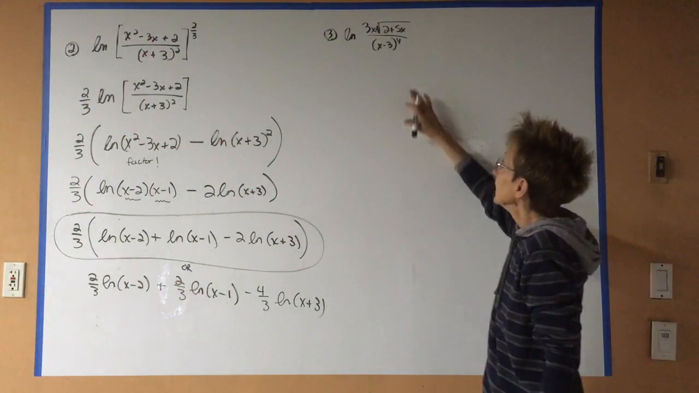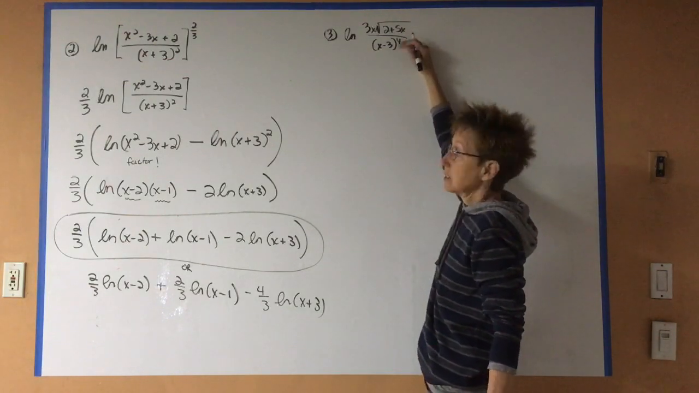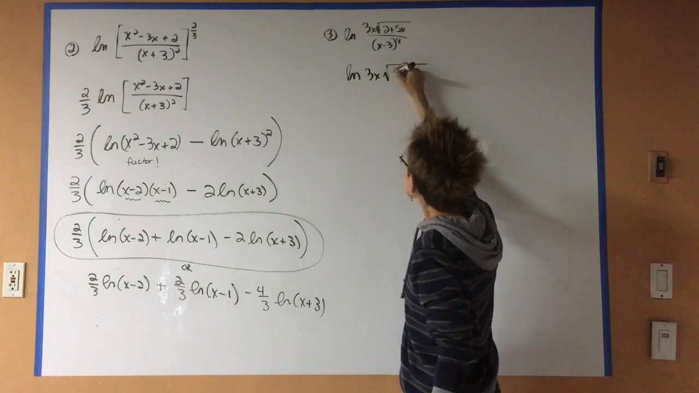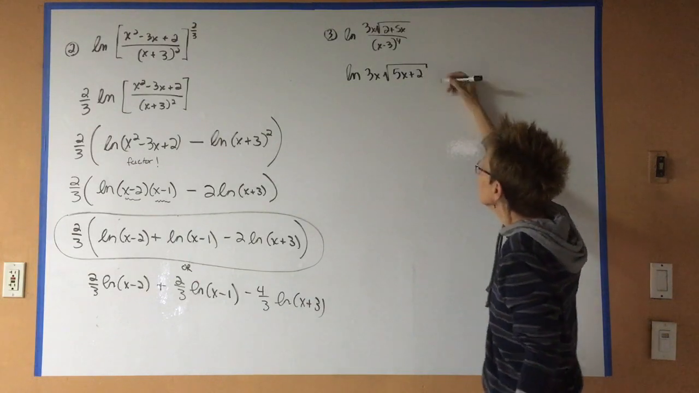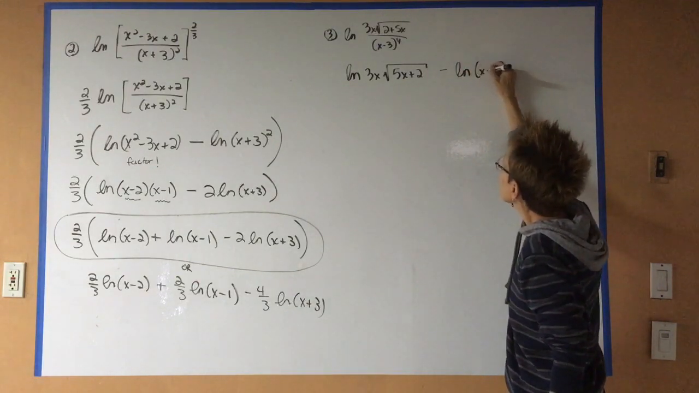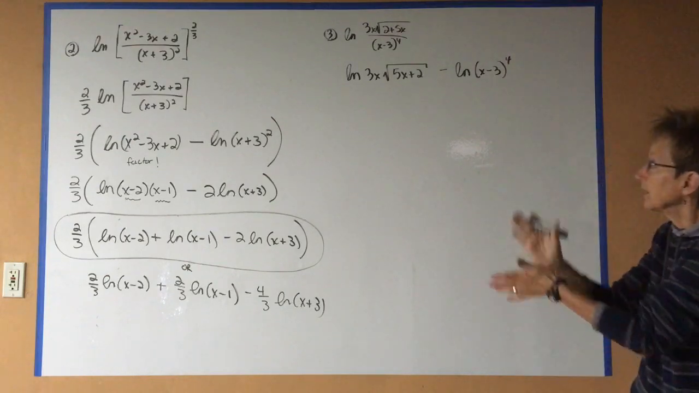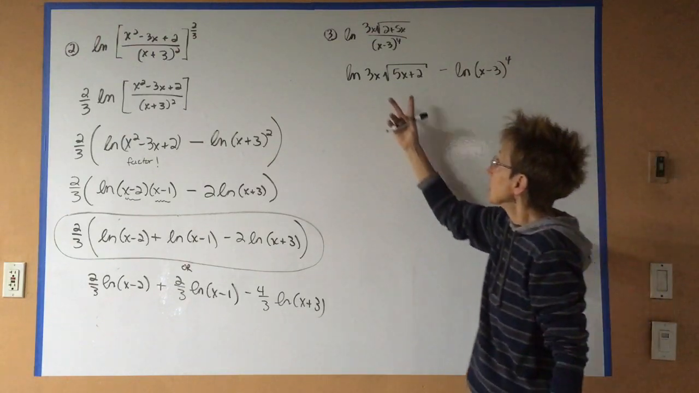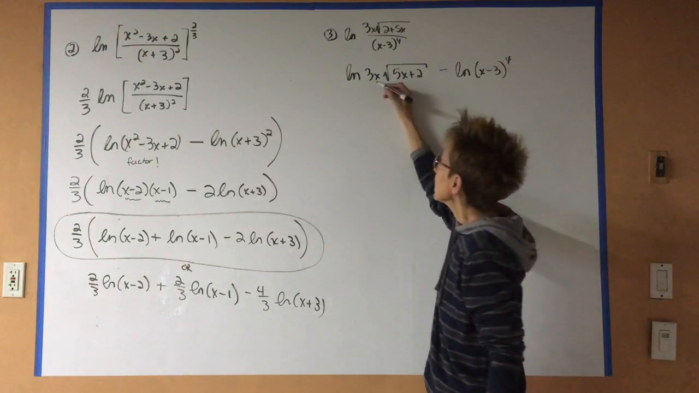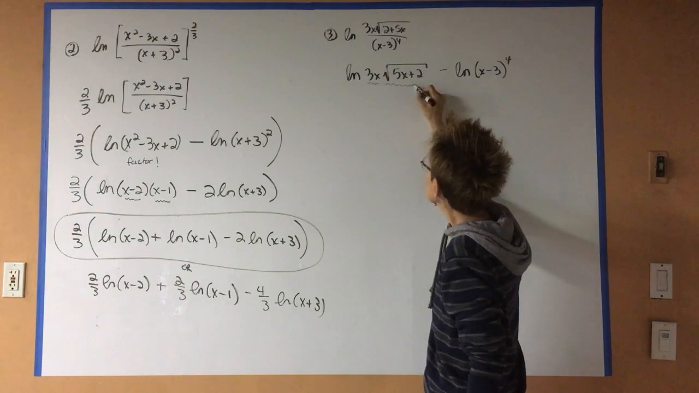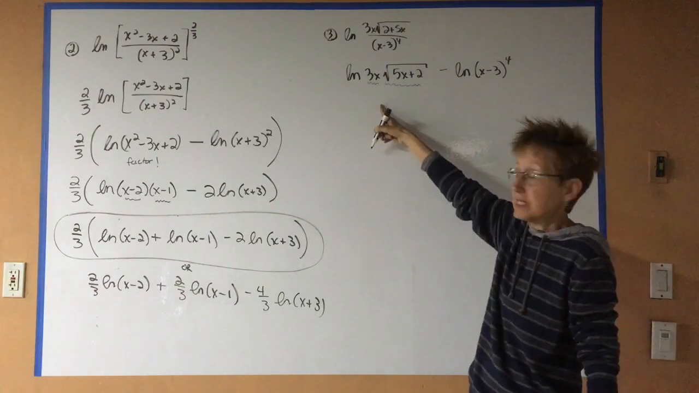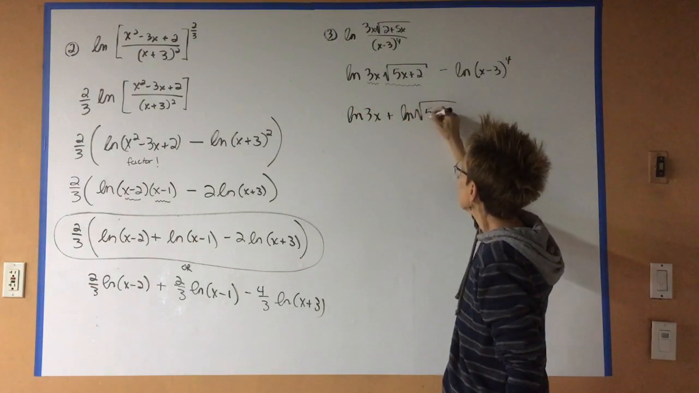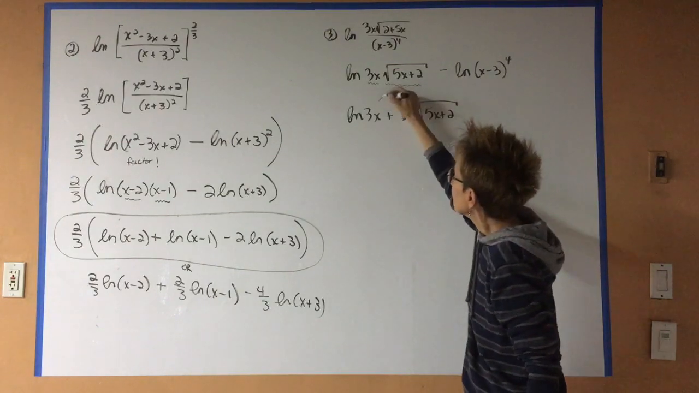So let's see. First thing I see is a quotient, so I'll go ahead and split this up as the ln of the numerator, which is 3x, I'm going to write this properly under here, (5x plus 2), minus ln of (x minus 3) to the 4th. So ln of the numerator minus ln of the denominator, because it was a quotient. Now what I'm noticing is that this is a product right here. This is the ln of a product. Here's the first factor. Here's the second factor. So I can split this up into ln of the first factor plus ln of the second factor. So that turns into that.